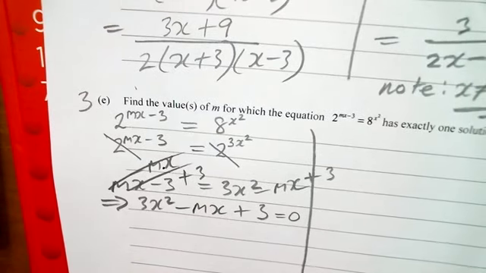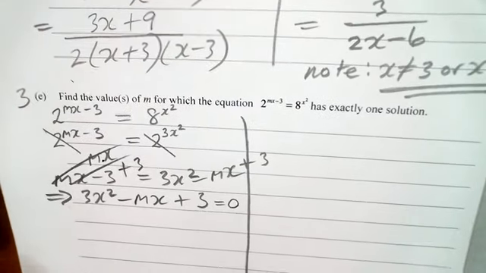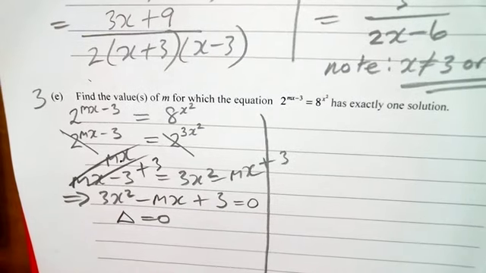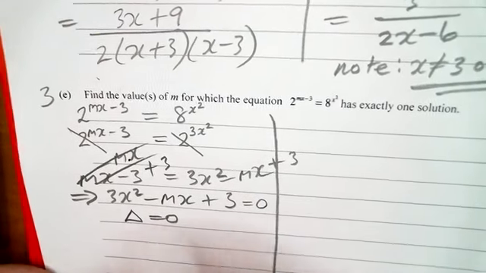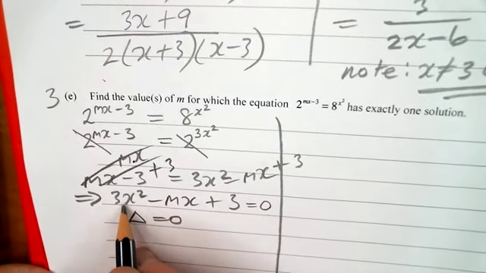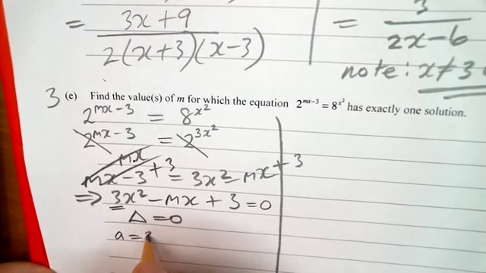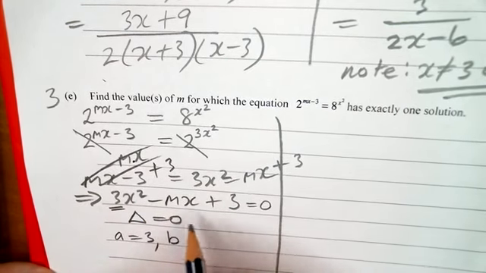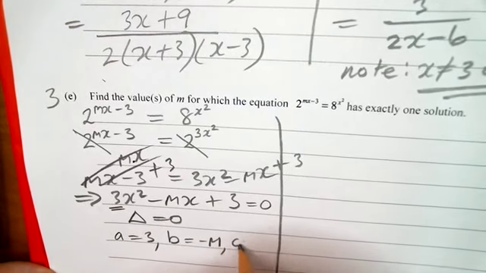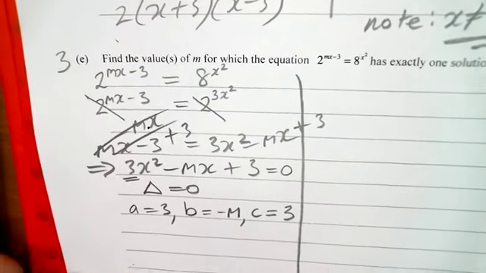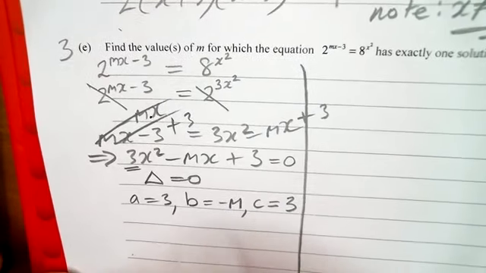Now it says it has exactly one solution. In that case, the discriminant must be equal to 0. So if that's true, let's find the values for a, b, and c. Well, the value for a is the coefficient of x squared, which is 3. The value for b is the coefficient of x, which is negative m. And the value for c, which is the bit left over, is 3, the value for the coefficient of x to the 0.